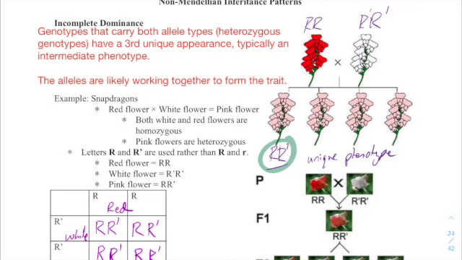to make some sort of unique appearance. If we have only one allele, a homozygous case, we end up with something like a red flower. If we have a homozygous case for the other allele, we have a white flower. But when they work together, we get some sort of unique phenotype, in this case an intermediate phenotype. So this is the pink flower in the snapdragons.